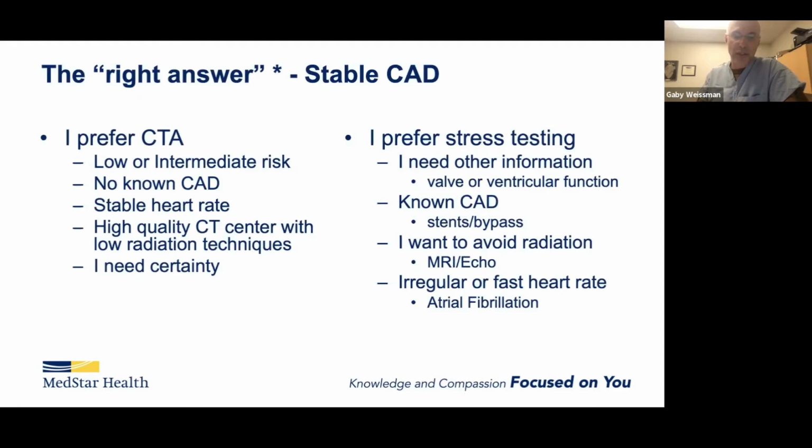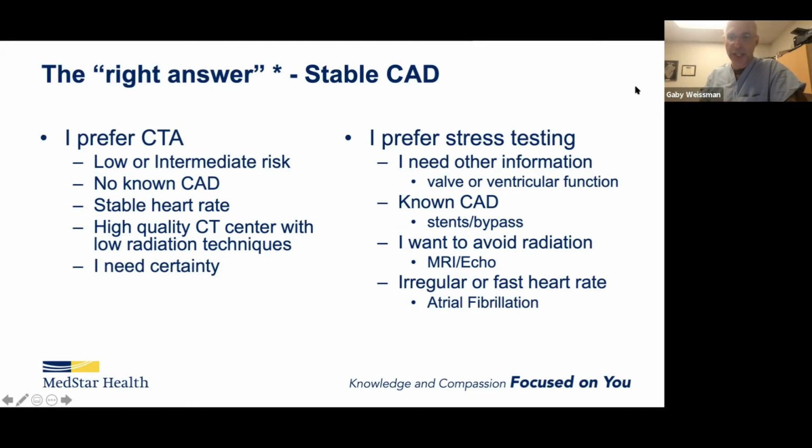This is how I do it. And I don't know that it's the right answer, but it's certainly been my answer based on what I've seen in the data. So I prefer CT if it's a lower intermediate risk patient, if there's no known CAD. Again, the more calcium and stents and those things, the worse the disease becomes. If the heart rate is stable, CT is very influenced by heart rate. So somebody who's constantly tachycardic at 100, 110 is not a great candidate for this. If you have a high quality CT center that can do low radiation techniques, and if you need certainty, you just need to have a definitive answer for the patient.